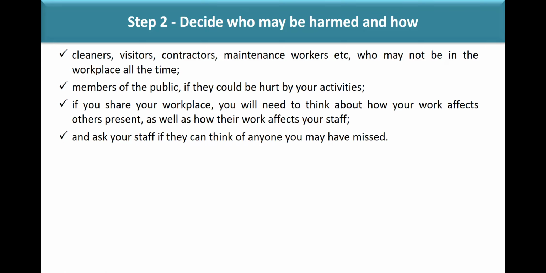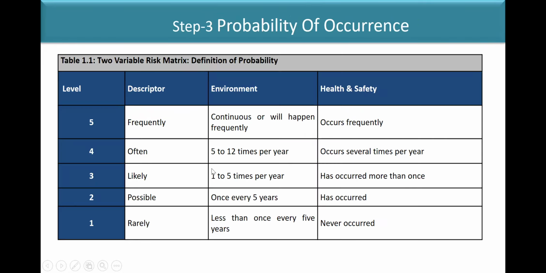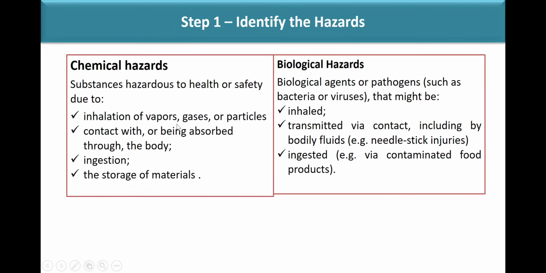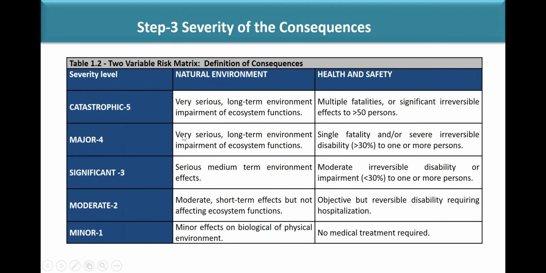If you share your workplace, you will need to think about how your work affects other people present, as well as how it affects your staff, and ask your staff if they can think of anyone you may have missed. So now, this is the third step, and the third step is about the evaluation of risk. Evaluation. So now we are working on the third step.